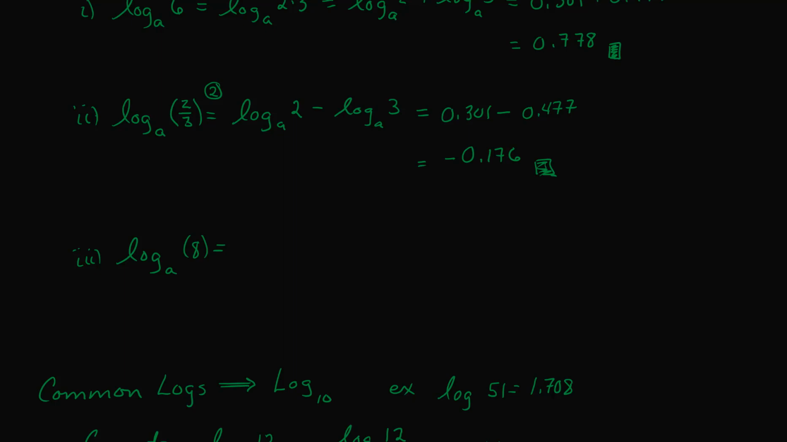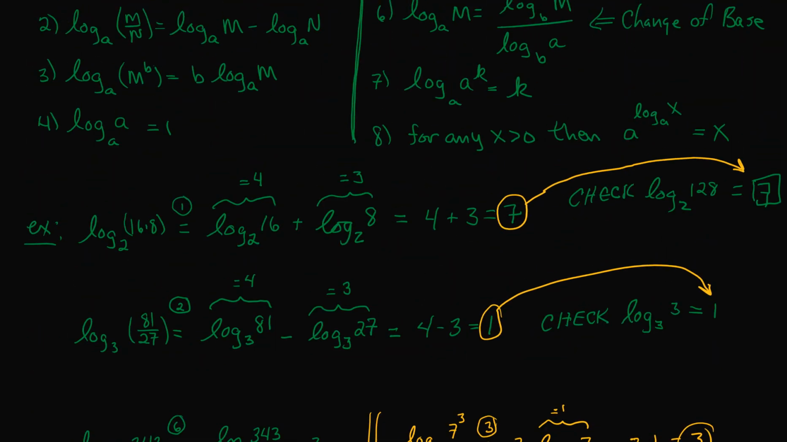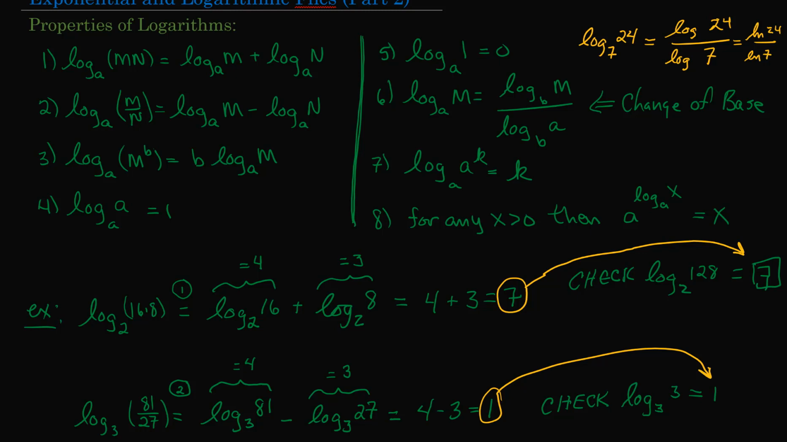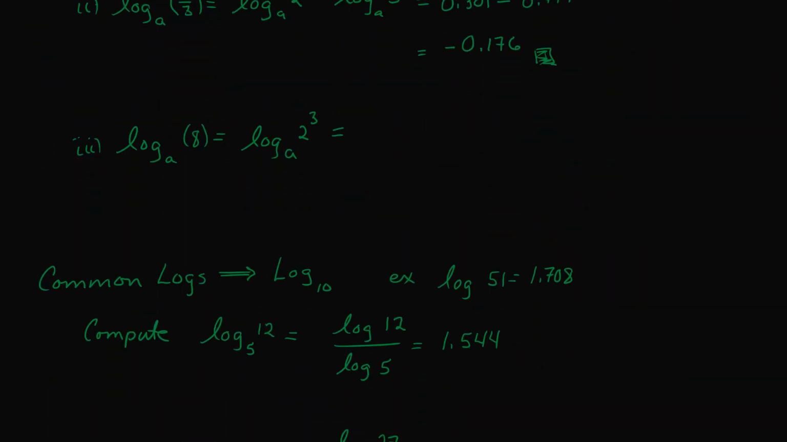For this third problem, this can be rewritten as the log base A of 2 raised to the third power, because 2 cubed is 8. If we go back up and we check our properties of logs, you'll notice property number 3 right here deals with a number raised to a power. So we're going to use the third property down here to rewrite this as 3 times the log base A of 2, which is going to give us 3 times the value of the log base A of 2, given as 0.301, which you should be able to do in your head is 0.903. So that gives you that.